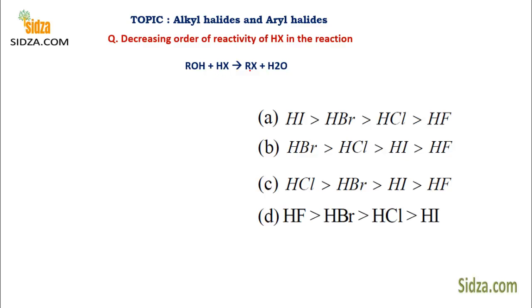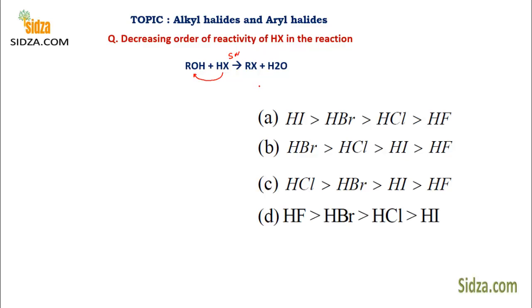Another reaction here is alcohols react with the halogen acids, and again the halogen replaces the hydroxide. So again this is a nucleophilic substitution reaction. The reactivity of different alcohols with a particular halogen acid is different, and similarly the reactivity of the different halogen acids with the alcohol is again different. Okay, it's not the same.